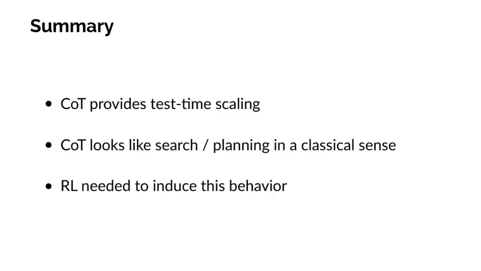So in summary, chain of thought here is providing our method of test time scaling. While the actual words in the chain of thought look like search and planning in a classical sense, this is not actually being run at test time for the model. How does it learn to do this? Well, this is the big mystery. They claim that reinforcement learning is needed to induce this behavior.